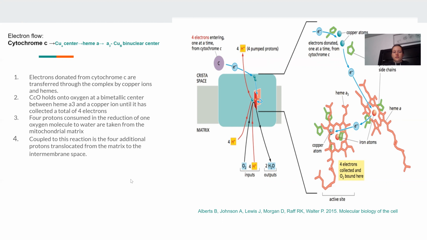4 protons and 4 electrons are consumed in this process to form water, and in response, it is coupled to 4 protons exiting the matrix back into the inner membrane space, so ATP synthase can have the proton gradient it needs to function, to take ADP and Pi and form ATP.